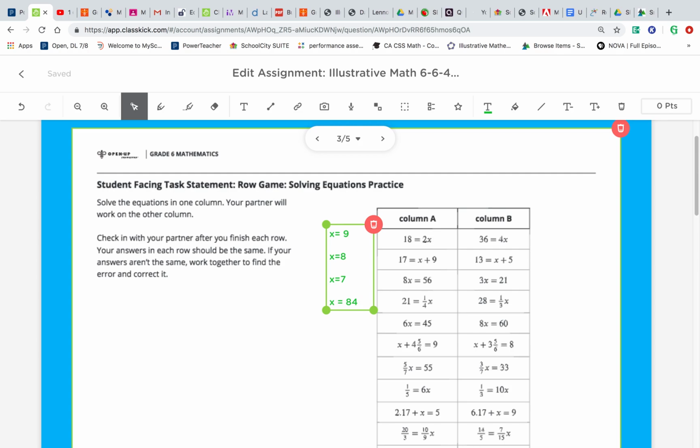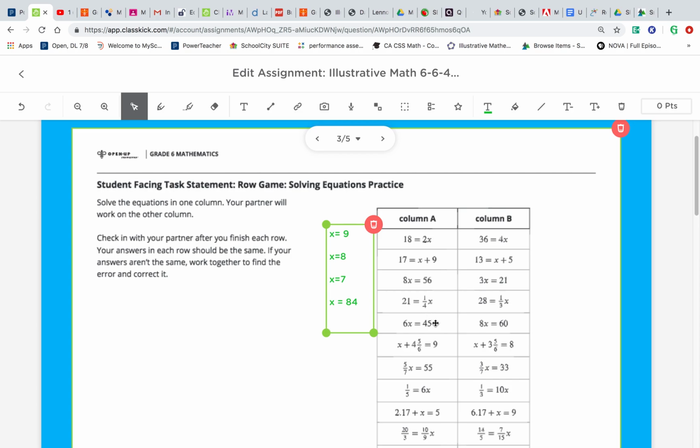Okay. All right. So for the next one, we have 6x equals 45. 8x equals 60. Okay. Here we need to divide by 6. Here we need to divide by 8. Now, a little mental math for you. 6 doesn't go into 45 evenly, so this might throw some of you off. But let's think about what number close to 45 6 does go into evenly. Well, I know it goes into 42.